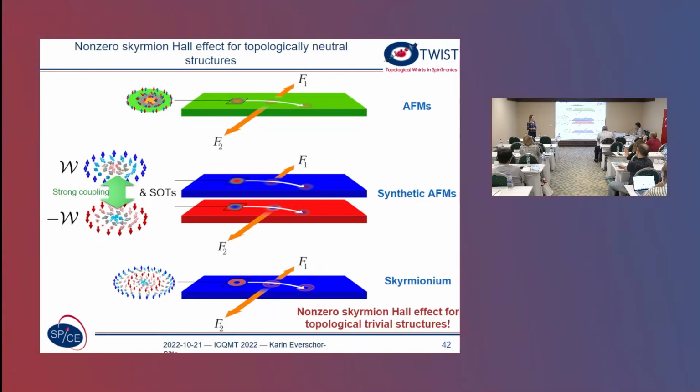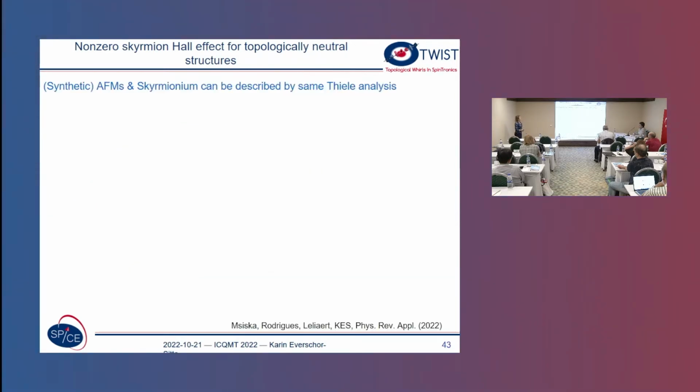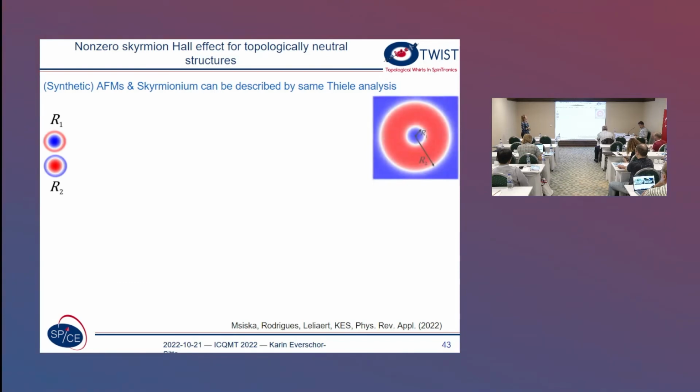From the theory side, the skyrmionium really is a topologically trivial structure. What is nice is that you can describe everything in the same framework. We can do one TILA analysis by having two skyrmions with two different radii, and do the same thing with the skyrmionium. So you have an inner skyrmion and an outer skyrmion.